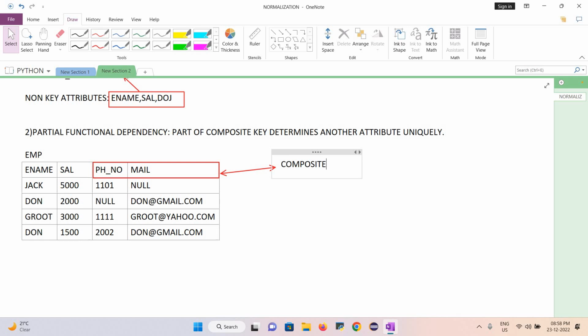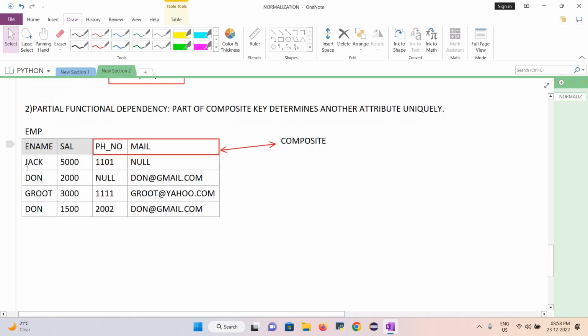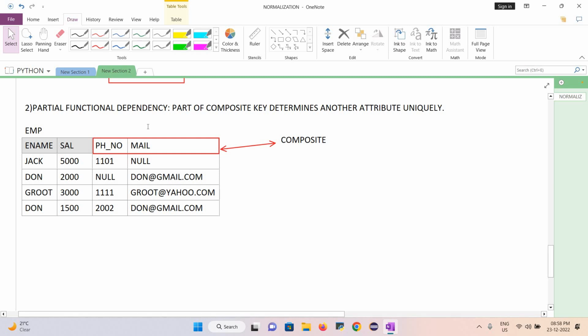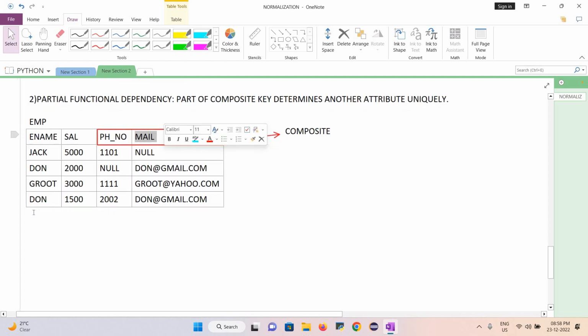How will it be a partial functional dependency? Very simple: this employee name and salary depend on both the phone number and the mail address. So this is known as partial functional dependency. Partial means 50-50. So here 50% dependency will be there, and here also a few dependencies will be there.